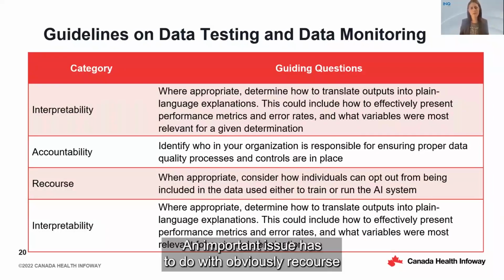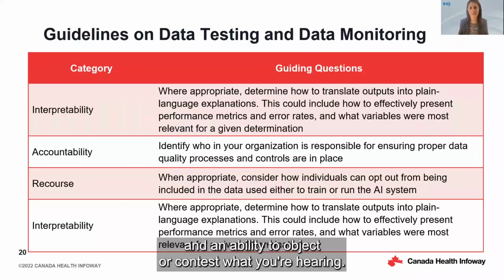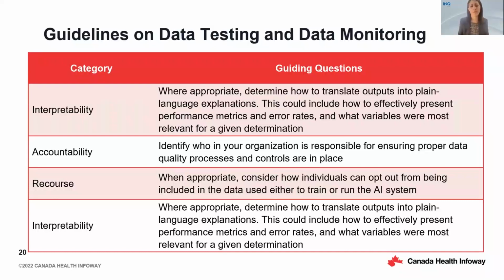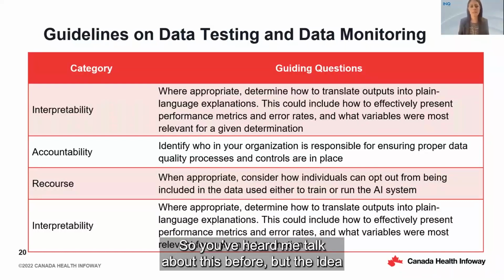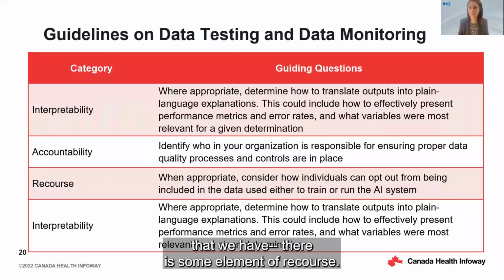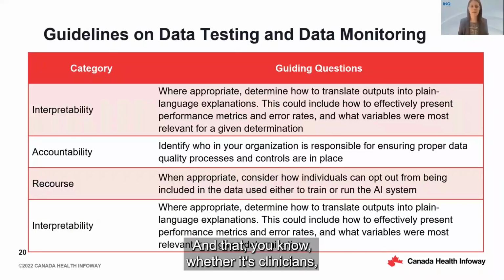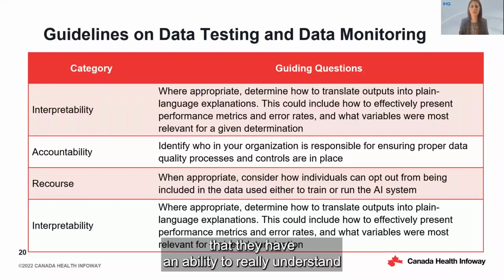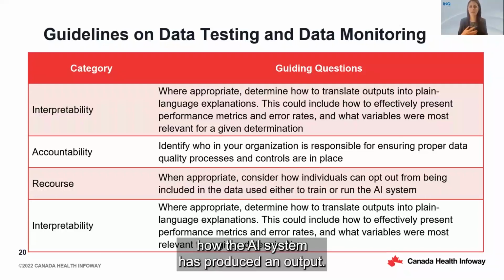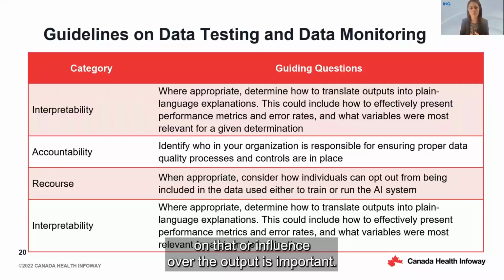An important issue has to do with recourse and an ability to object or contest what you're hearing. You've heard me talk about this before, but the idea is that there is some element of recourse, whether it's clinicians, staff, patients, or families, that they have an ability to really understand how the AI system has produced an output, and then ultimately to have some kind of impact on or influence over the output is important.